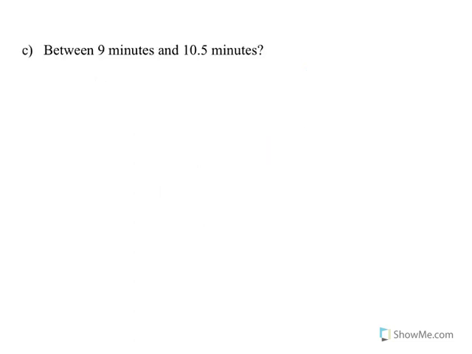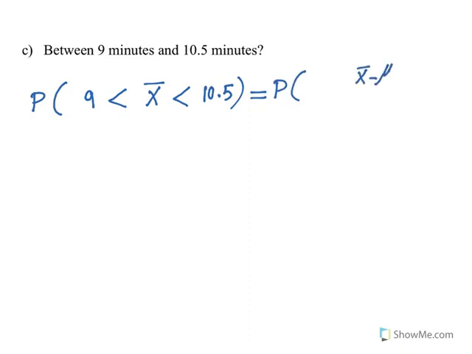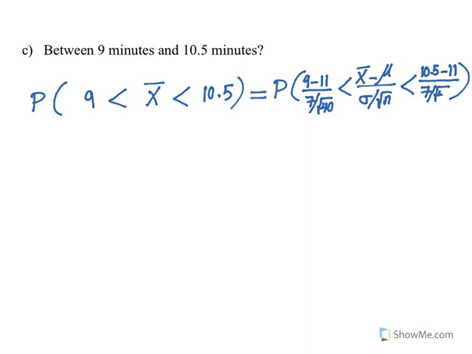Now, the last one is, again, the same type of question, just you need that the mean delay, this x bar, you want it to be between 9 and 10.5 minutes. So you do the same thing. Instead of x, you put x bar, you put x bar minus mu over sigma divided by root n, and you do the same for the two numbers. So the first number is 9 minus 11, the mean, over the standard deviation 7 over radical 40. And the other one is 10.5 minus 11 over 7 divided by radical 40.